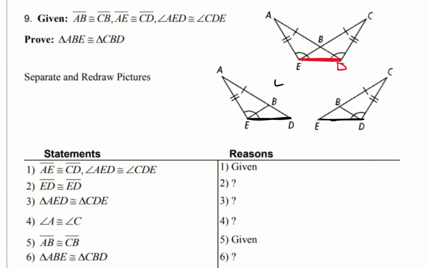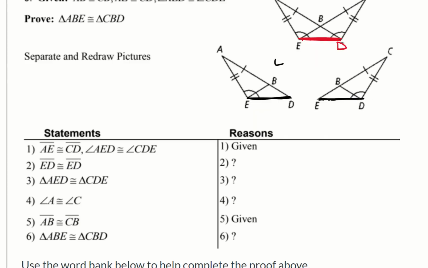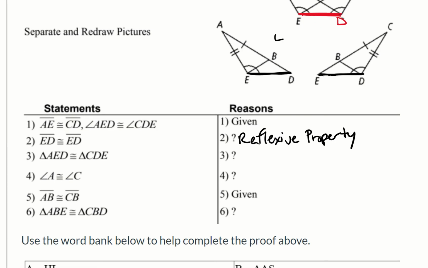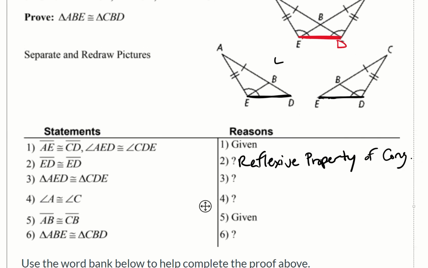And so because they share it, that's known as a reflexive property. A reflexive property is when a side or something is congruent to itself. So this right here is a reflexive property, in this case the reflexive property of congruence, or just reflexive property. And so now we have that these two are clearly congruent to each other because they're the same side. They're exactly the same thing.